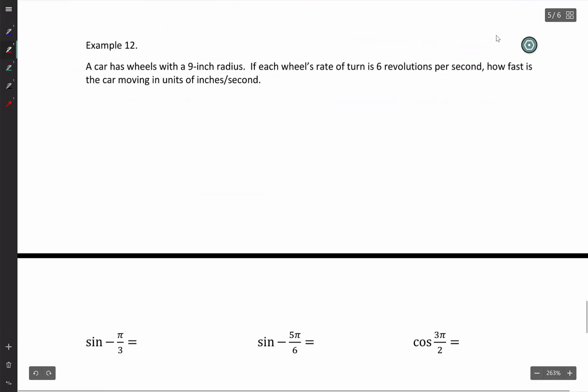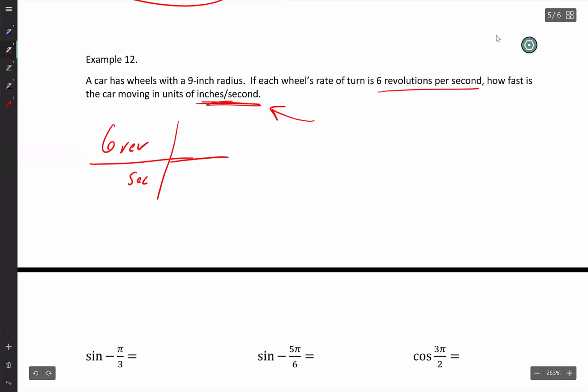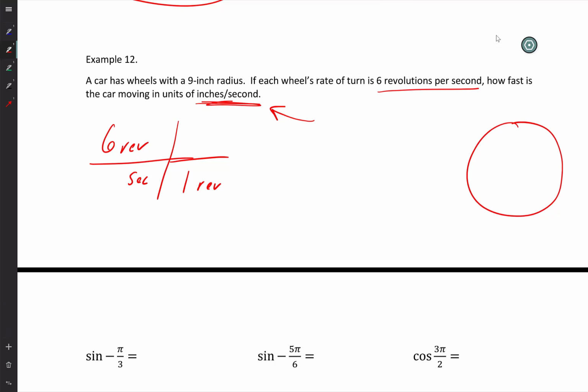So I'm going to do dimensional analysis again on example 12. A car has wheels with a 9-inch radius. If each wheel's rate of turn is 6 revolutions per second, how fast is the car moving in inches per second? So now they want linear velocity. So here's what you're going to do. You're going to go 6 revolutions per second. And in 1 revolution, you travel the whole circle. 2 times pi times radius. Does that make sense? You don't have to do it that way. There's another way. Okay, I'll do it the other way.